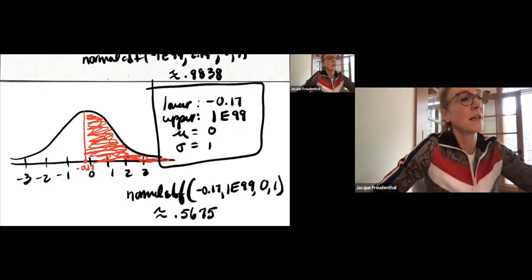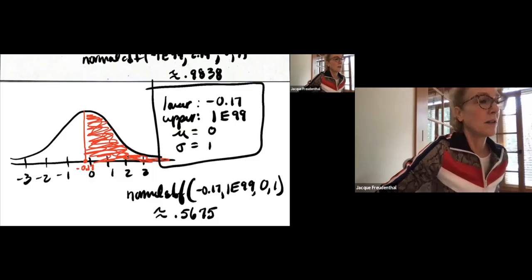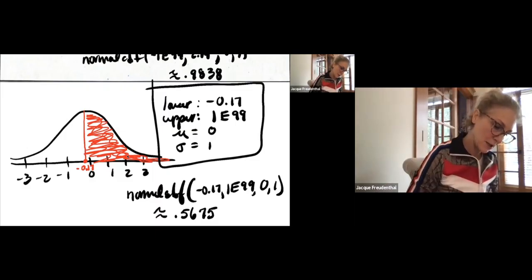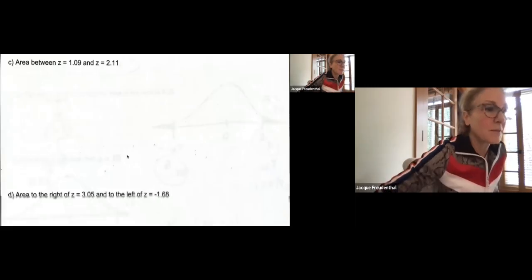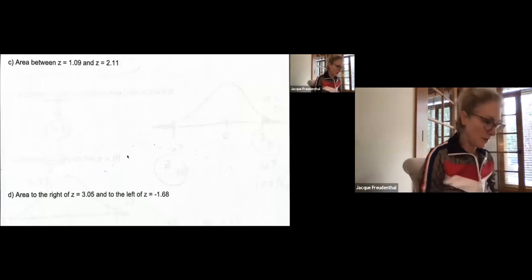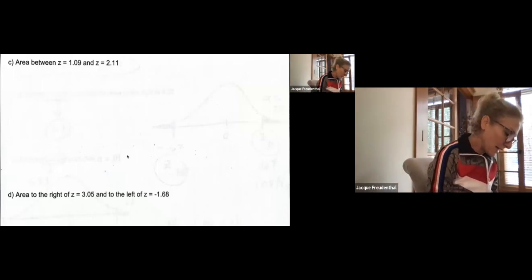Okay, so let's go ahead and go on to part C, which is the next page. I don't know how much time I want to spend on this, but yeah, we can do this. Okay, so let's do this one. Draw your diagram first.